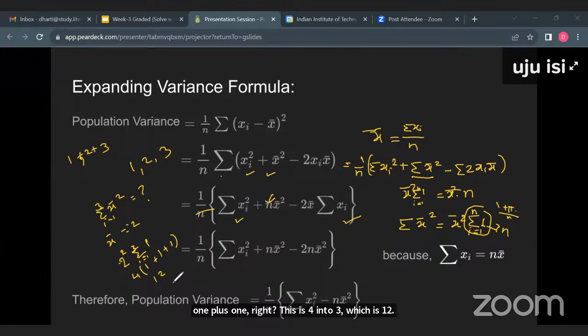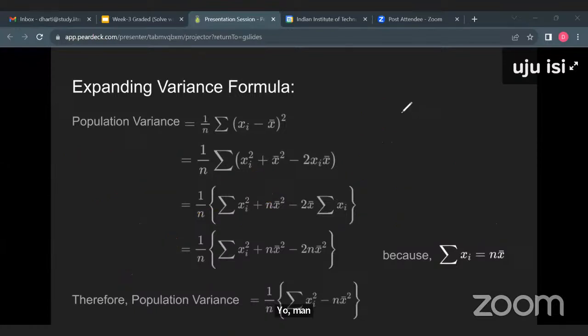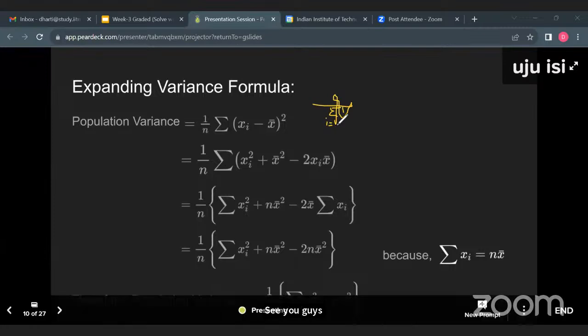Do you understand now? Summation of x bar square will be n x bar square. Why 1 plus 1 plus 1, ma'am? Do you know what summation of 1 is? When I say summation of 1 and I run this summation sign for 3 times, it means add 1 three times. Understood now? Yes, ma'am.